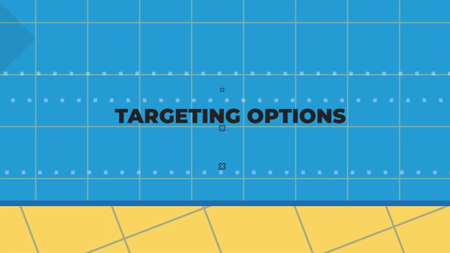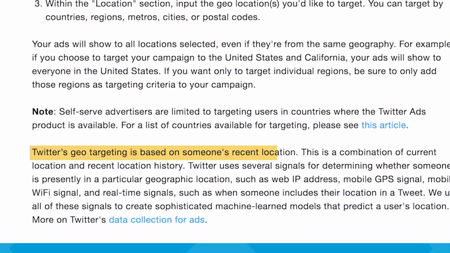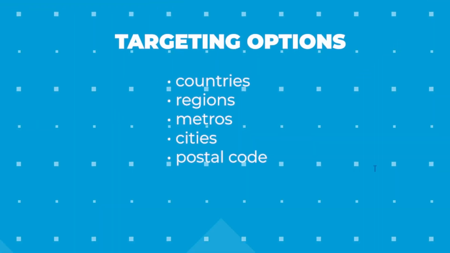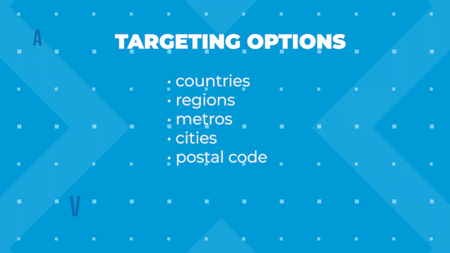Let's look at your targeting options. Twitter's targeting works off of someone's recent location using their GPS and other data. They also use machine learning to predict a user's location. Similar to the other platforms we've discussed, you can target specific geographies, countries, regions, metros, cities, and postal codes.